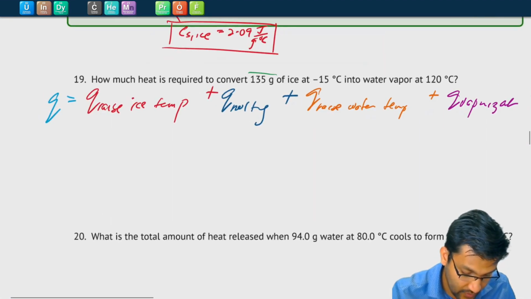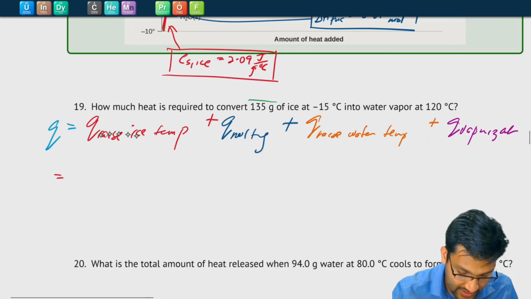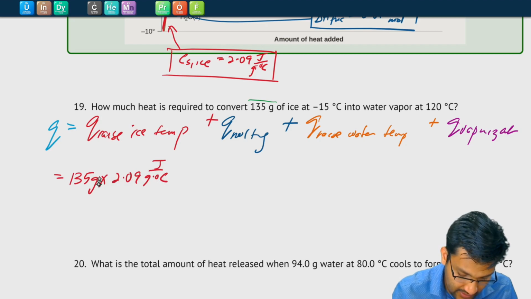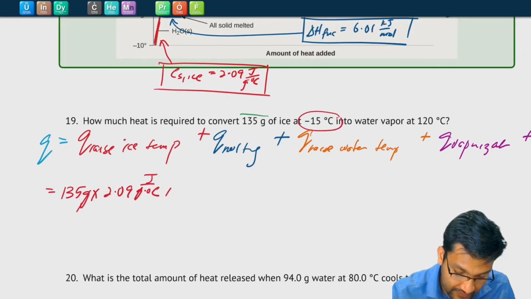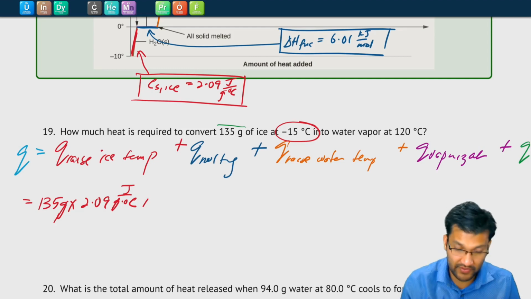So let's start with it one by one. To raise the temperature of the ice, we use the specific heat capacity of ice, and the mass is 135 grams times 2.09 joules per gram per degree Celsius, such that grams will cancel out, times the temperature change. We're going from negative 15 degrees Celsius to the melting temperature, which is 0 degrees Celsius. So the temperature change there is 15 degrees, right?